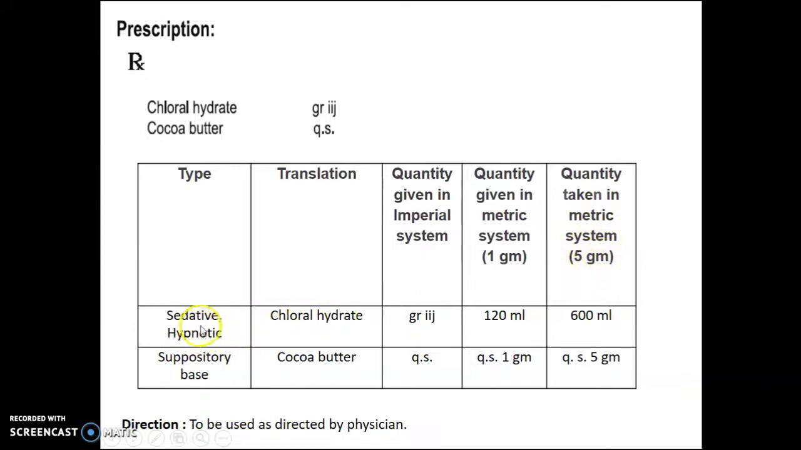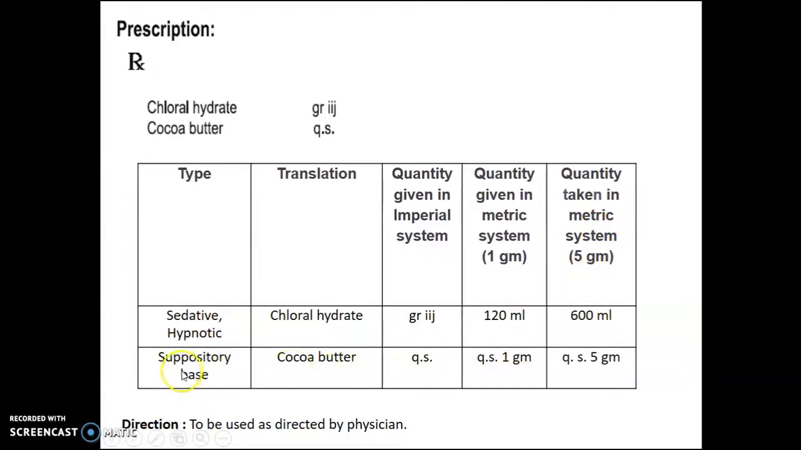Chloral hydrate is used as a sedative hypnotic. Quantity given in the imperial system is 1 grain into Roman 2, where J stands for ml. As we know, 1 grain is equal to 60, so 60 into 2, that is 120 ml. This is the quantity given for preparing 1 gram, and the quantity taken in the metric system to prepare up to 5 gram is 600 ml. This quantity should be calculated with the help of the factor.